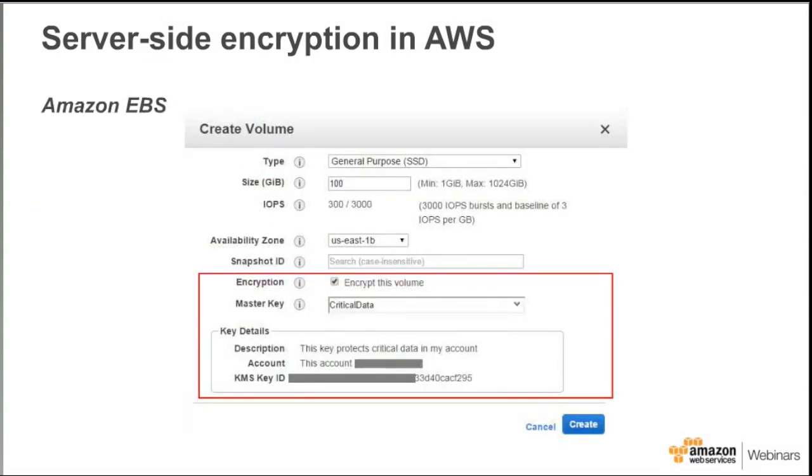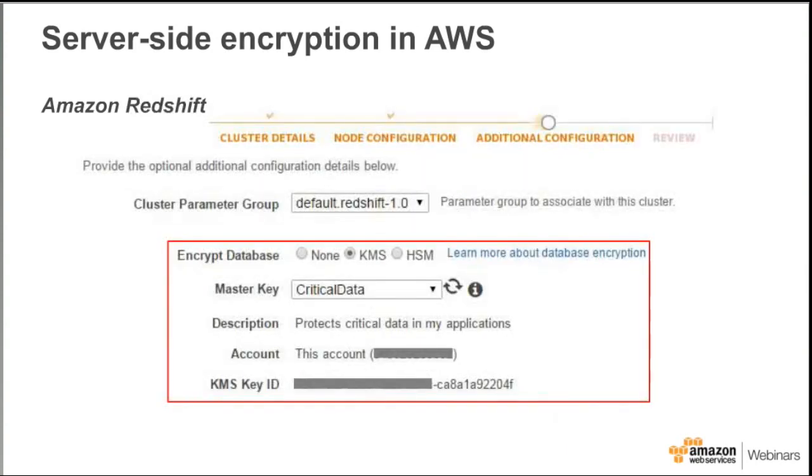Amazon Elastic Block Store, used in conjunction with EC2, allows you to create volumes that will have full disk encryption. Here inside the console, you can see an example of asking AWS to encrypt data on your behalf, and you get to make some decisions about the keys that are used. Amazon Redshift does the same thing. Again, when you're creating your cluster in Redshift, you can tell Amazon, when you write data to disk, I want you to encrypt and use this set of keys.